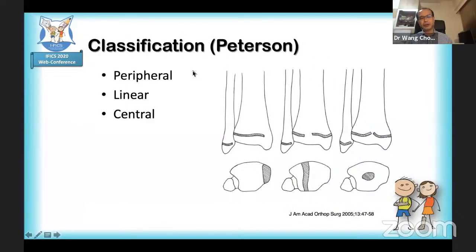So the physeal bar is classified according to its location. It could be peripheral, which usually will result in significant angulation. And it could also be linear, with the physeal bar crossing the whole physis from anterior to posterior border with a normal physis on each side of the physeal bar. It can also be central, with a normal physis surrounding the bar. If it's really in the center, it causes leg length discrepancy. But it can also be eccentric, resulting in angulation and shortening.